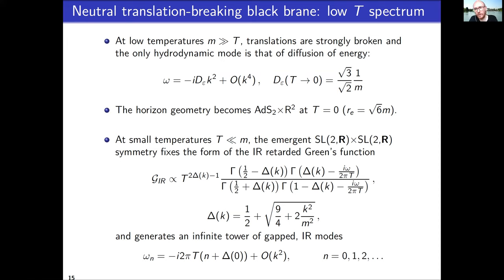Now, as we well know, in applied AdS/CFT, when you want to compute the UV retarded Green's function, then you need to match the IR geometry to the UV geometry. And then there's no guarantee that the poles of the UV retarded Green's function will be those of the IR retarded Green's function, because these matching coefficients will shift things a bit.